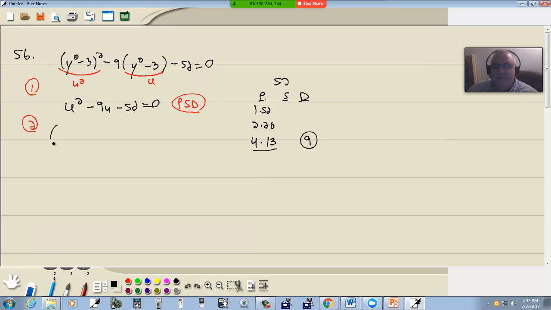So this factors as u minus 13 times u plus 4 equals 0. We get 0 on one side, we factor the other side, and we set each factor equal to 0. So I'll set u minus 13 equal to 0 and u plus 4 equal to 0. Take the negative 13 over, it becomes a positive 13. Take the 4 over, it becomes a negative 4.